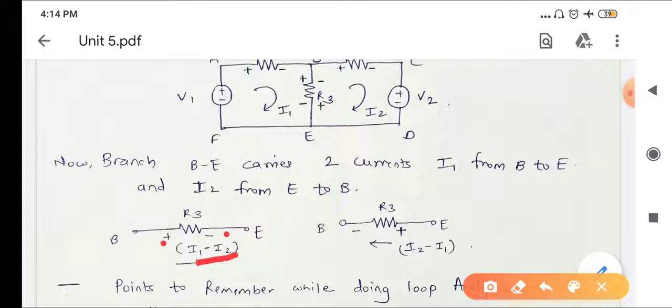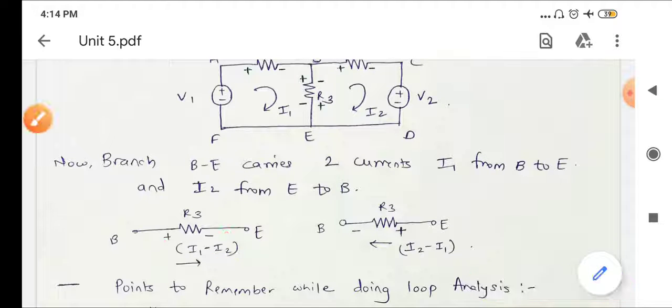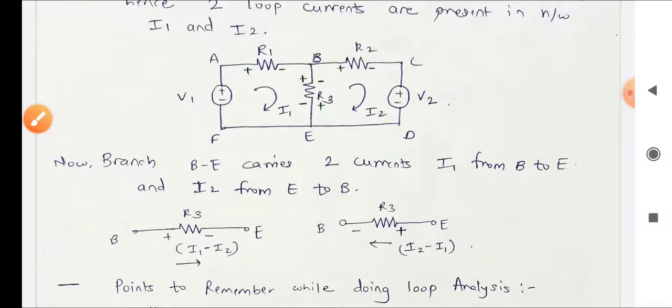Now while considering loop 2, what will happen? For loop 2, I2 is flowing through loop 2, and for I2 the E terminal is positive and the B terminal is negative. So I2 is the main current in loop 2. We are going to consider I2 as positive and other currents as negative.